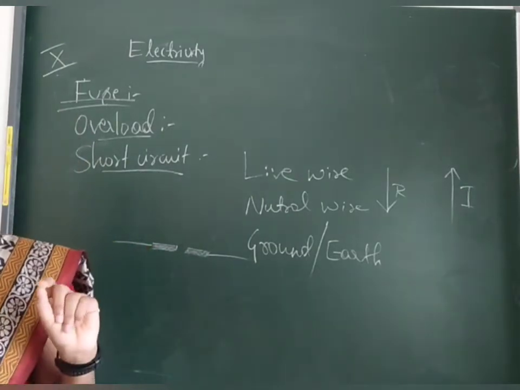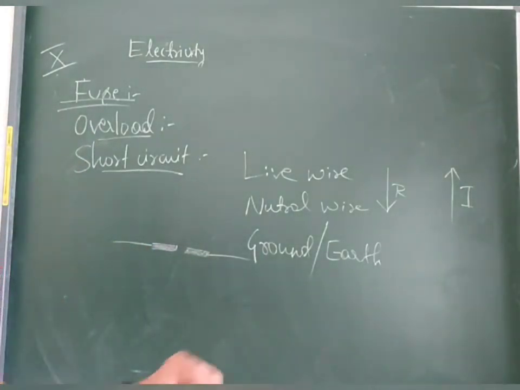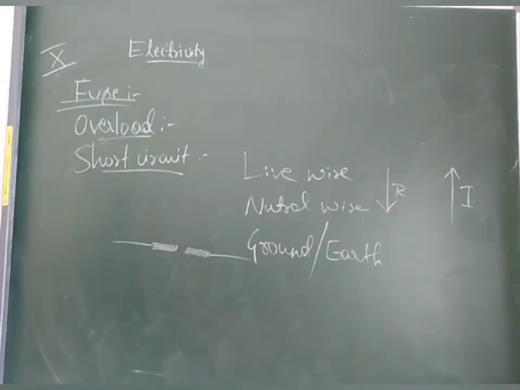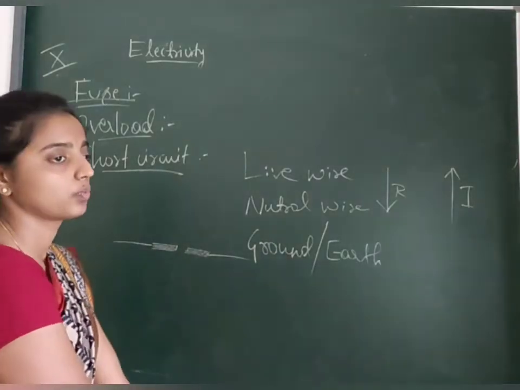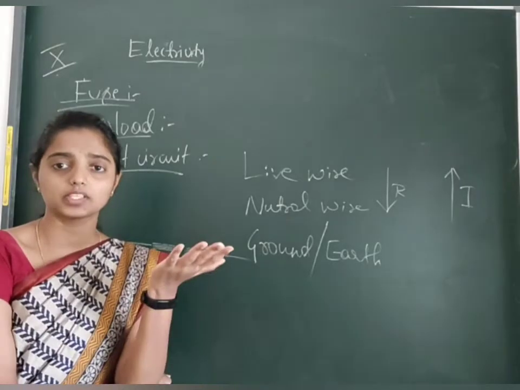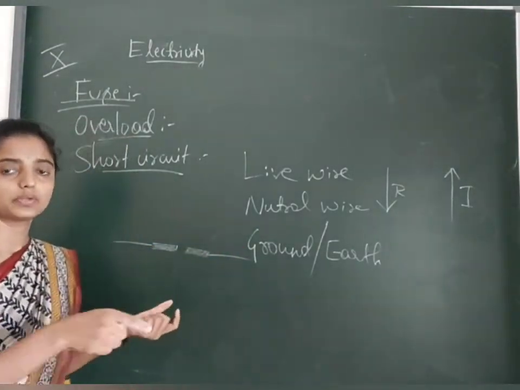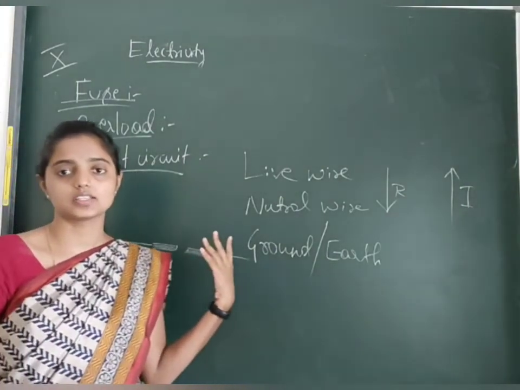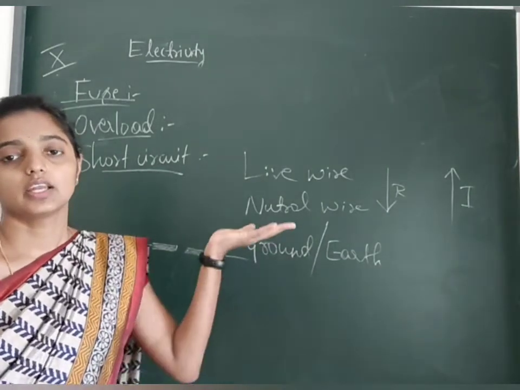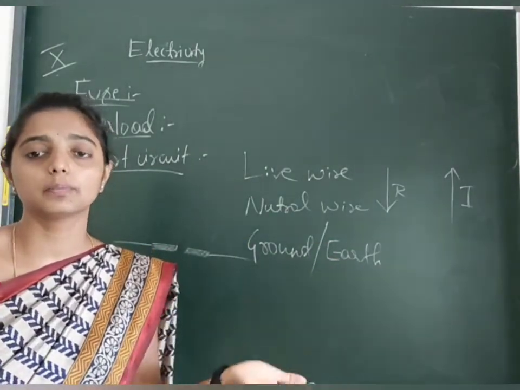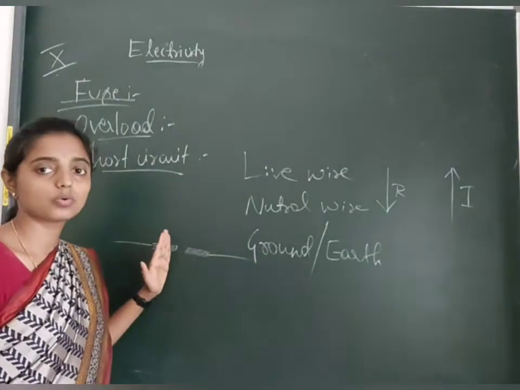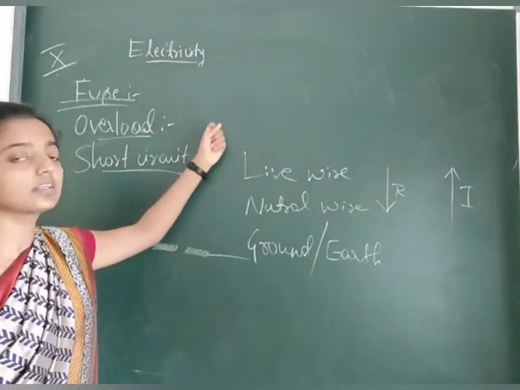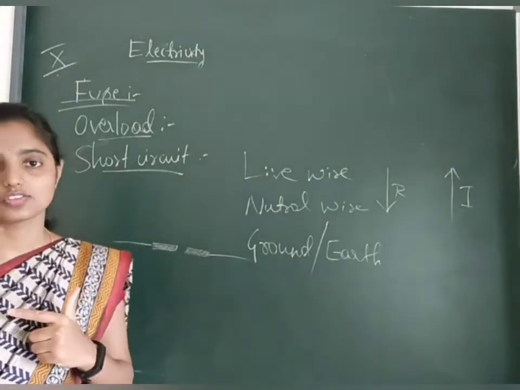So once again I repeat, fuse has low melting point, which comes under the properties, and usually the current capacity of a fuse will be slightly higher than that of the appliances. So when the current increases beyond the expected value, it melts down and breaks the circuit, and due to this the current will automatically shut off and it will protect devices from overload and short circuit. So these are the properties.